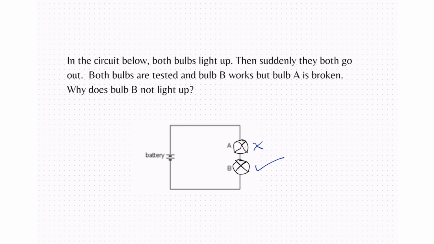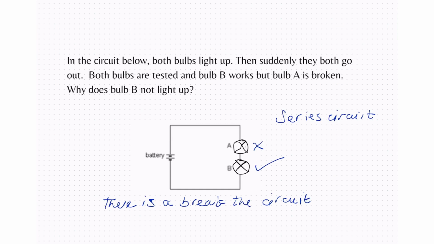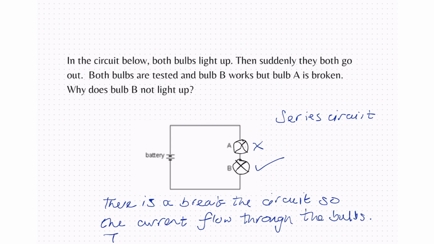So again, testing your knowledge of circuits, you'll notice that this one is a series circuit. That's the first thing you've got to notice. The reason that bulb B doesn't light up is because there is a break in the circuit and the current cannot flow. You need to mention current, because that's the flow of electricity. Break in the circuit, so the current cannot flow through the bulbs. You can also say the series circuit is incomplete.